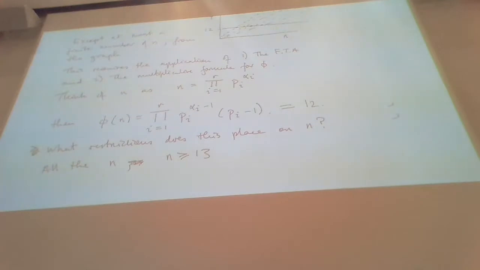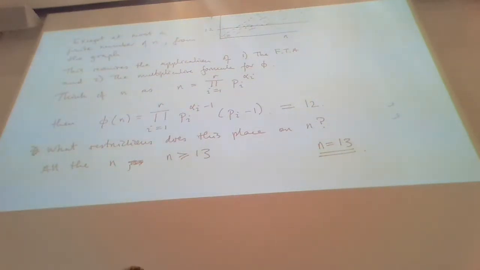Because 13 is prime, so phi of 13 is going to be 1 less than 13, just 12. Okay, from what you've said already, we've already spotted one of the solutions, 13. Phi of 13 is 12.